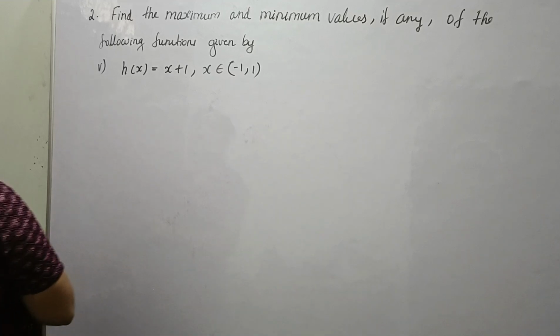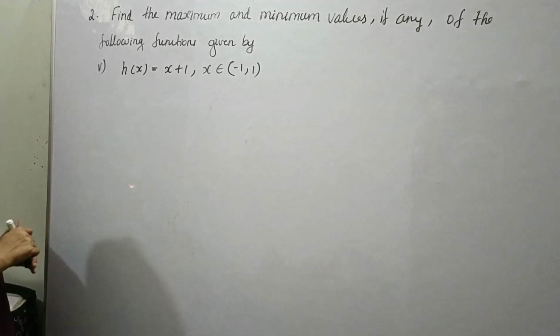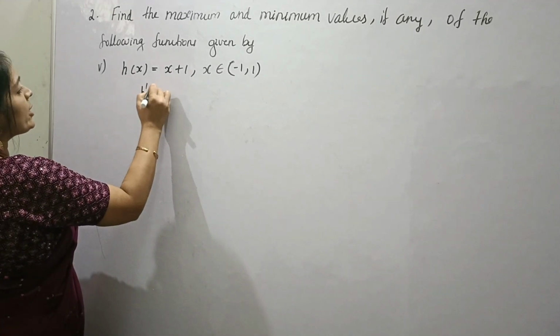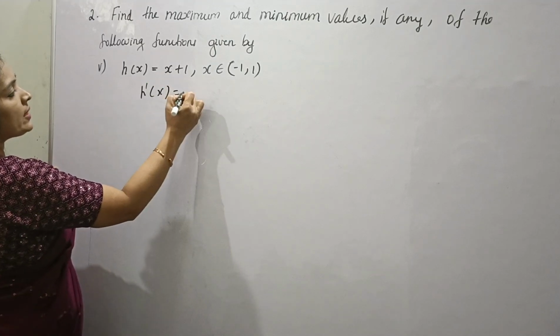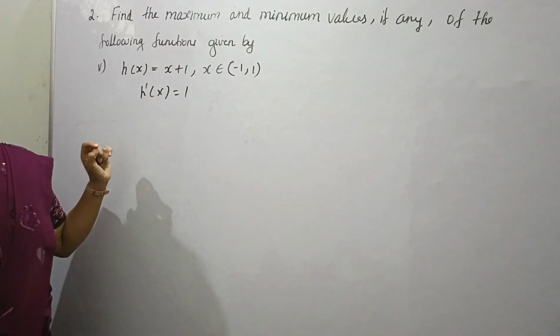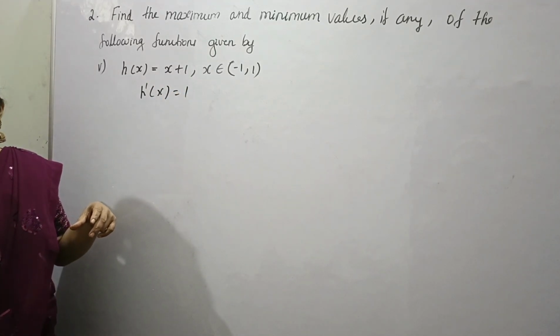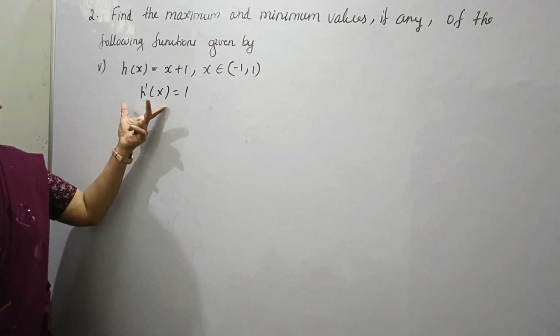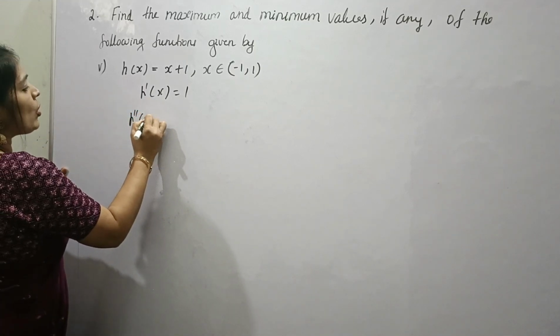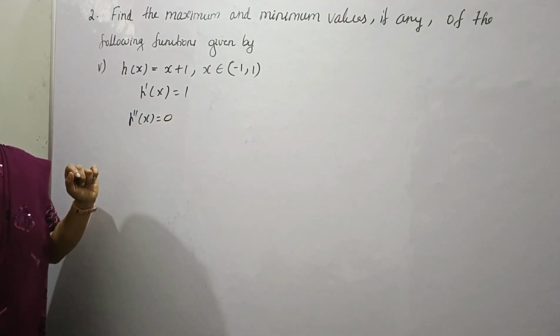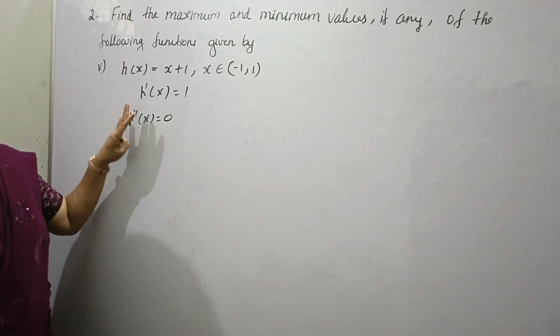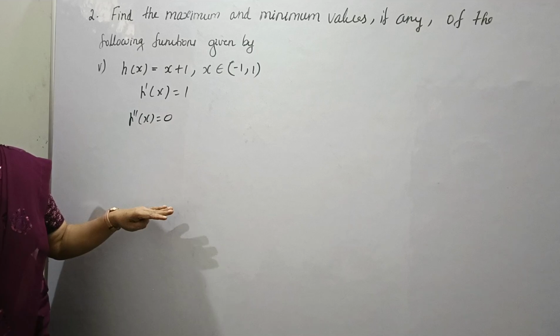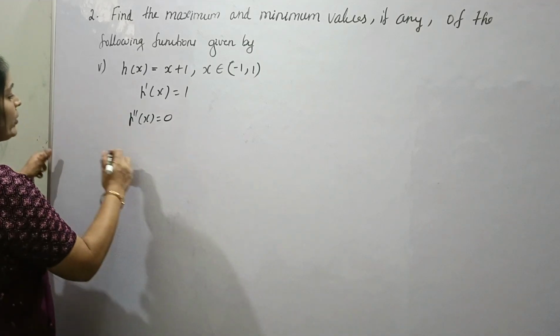Fifth function is h of x is equal to x plus 1, x belongs to minus 1 to 1. Let's find h dash of x. H dash of x is nothing but 1. See here, h dash of x is equal to 1. That means h dash of x cannot be 0, right? So there are no critical points. And h double dash of x is equal to 0 also. So here we can say this function does not attain maximum value and minimum value in minus 1 to 1.